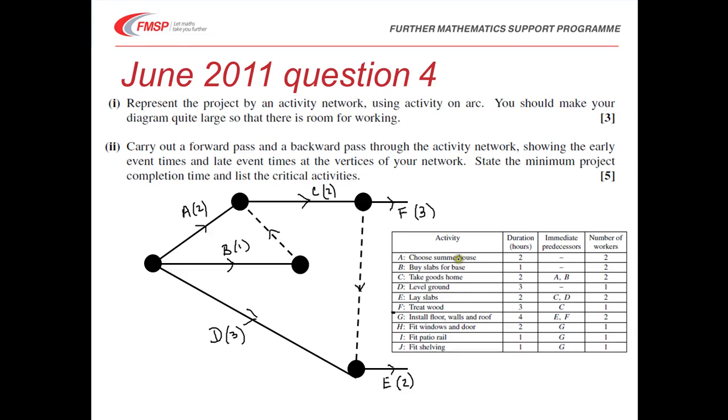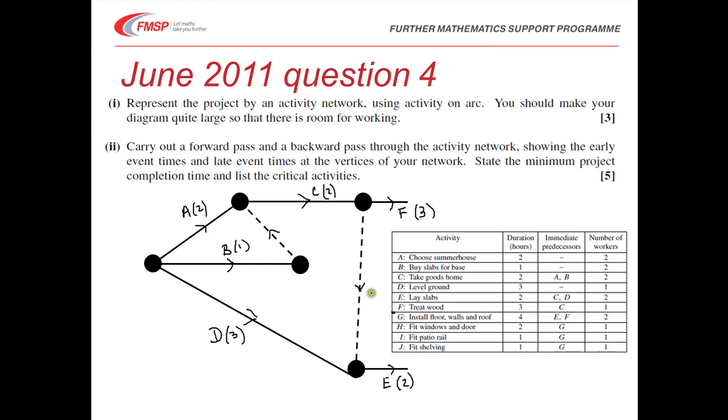So we're told that A and B and D can all start. They have no immediate predecessors, so they can start at the beginning. So I've got our start point here and A, B and D coming out of it. You should show those activities by directed arcs and label them A, B and D. And I think it's a good idea to put the duration in as well.